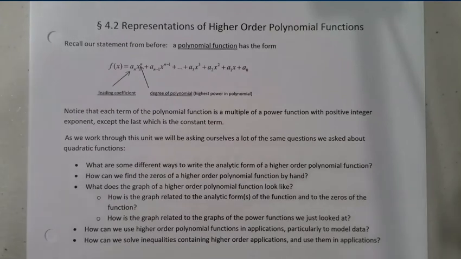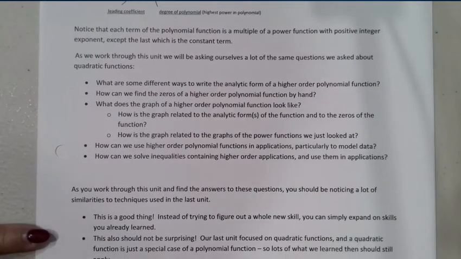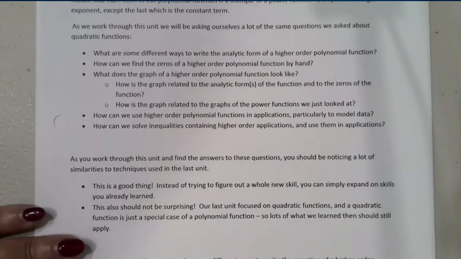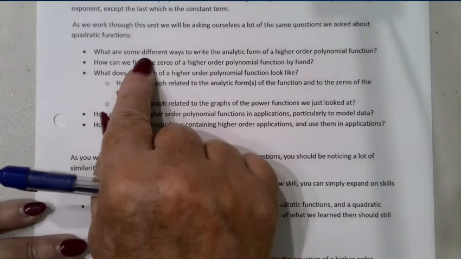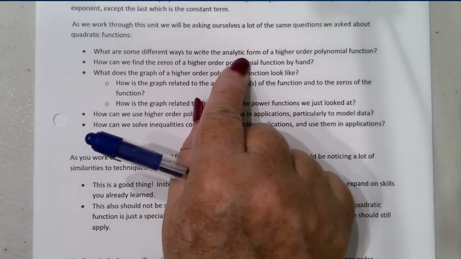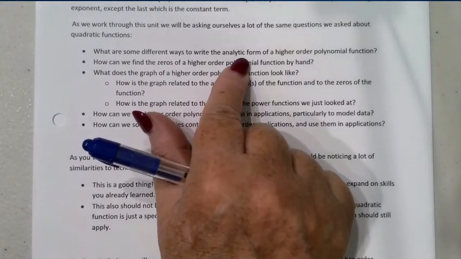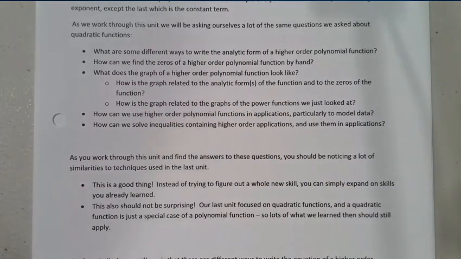All right, so as we work through this unit, we're going to end up asking ourselves a lot of the same questions about higher order polynomials as we asked about the quadratic or second degree polynomials. We might want to look at some different ways to write the analytic form. Remember, we had expanded form and factored form and vertex form, right? We had different ones for the quadratics. We're going to look at different forms for these higher order ones as well.